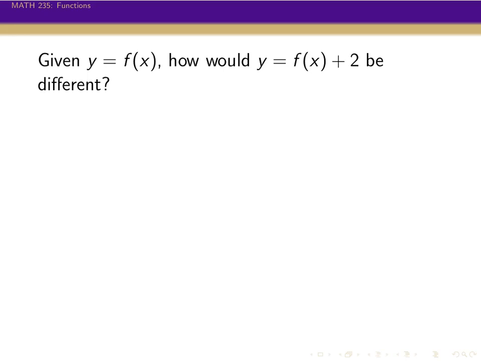Now, instead of doing a shift on the inside, in our input, what if we started with y equals f of x, and then after we plugged in x, we added 2 to our value? So we plug x into f the same as before, but then after that we add 2. That means every new value we would get now would be 2 bigger than before. So we're no longer shifting it left and right, in terms of the x direction. Now we're shifting it in terms of the y direction.